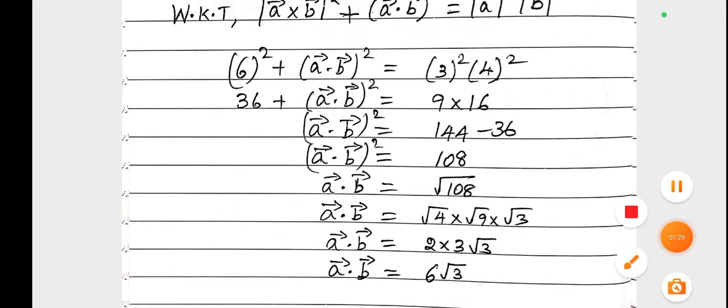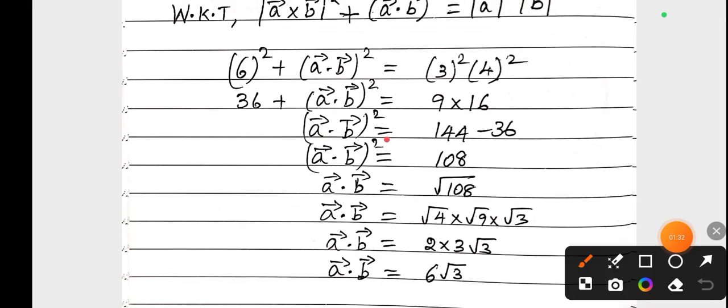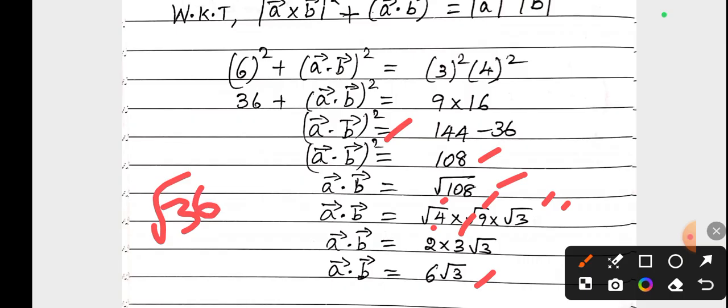After that, what are we going to do now? Here it is whole square, children, so 108. So you are finding A vector dot B vector, now root over 108. Root 108 you can split like this: 36 threes are 108. So root 4, root 9, root 3. Root 4 is 2, root 9 is 3. So 6 root 3. Sir, I know 36 threes are 108, then simply split root 36 into root 3. That is nothing but 6 root 3.